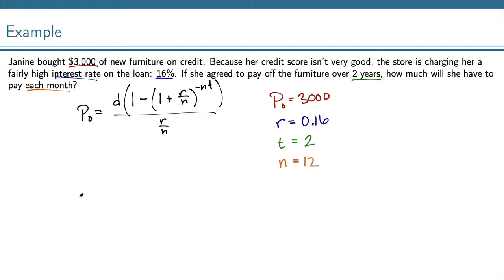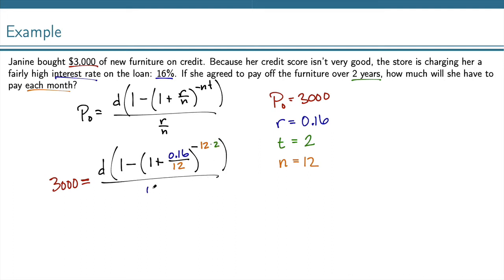So now we just need to plug everything in. So we've got this P naught is the 3,000. So 3,000 equals, and then we've got D, which we don't know, times 1 minus 1 plus R, which is 0.16 over N, which is 12, raised to the negative N, which is 12, times T, which is 2. And then we divide this by the R, 0.16 over N, which is 12.